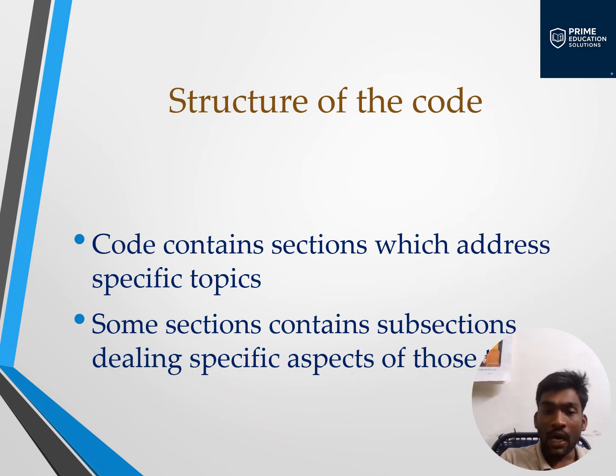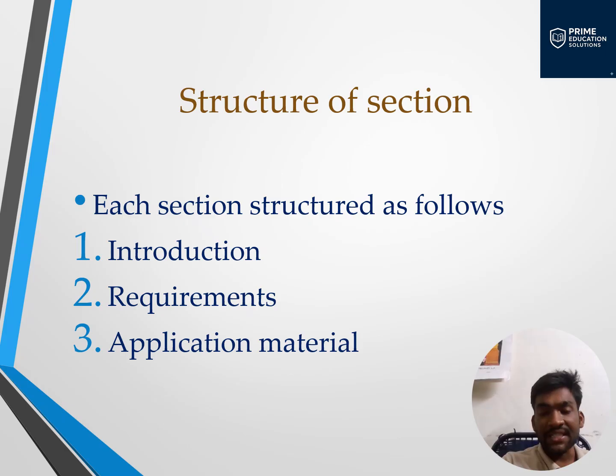Now let us understand how the code is structured. Our Code of Ethics contains sections and subsections. The sections deal with specific topics and subsections deal with specific aspects of those topics. And each section is structured in the following manner. Each section contains three parts: introduction, requirements, and application material.